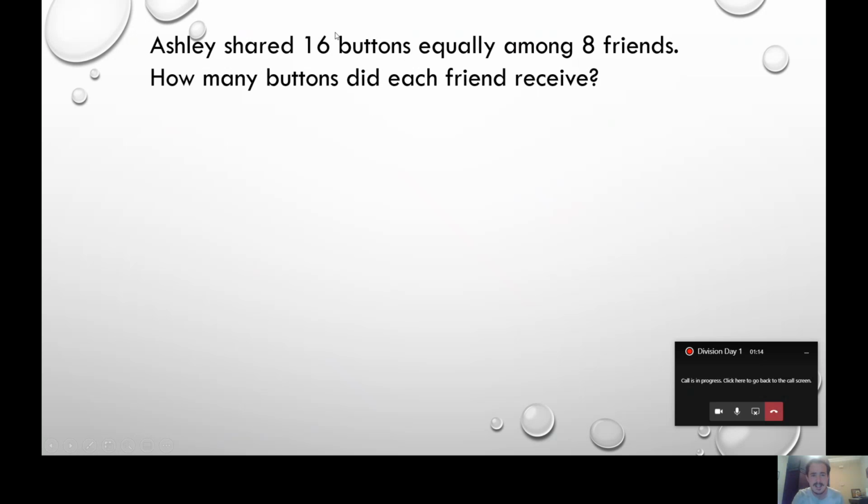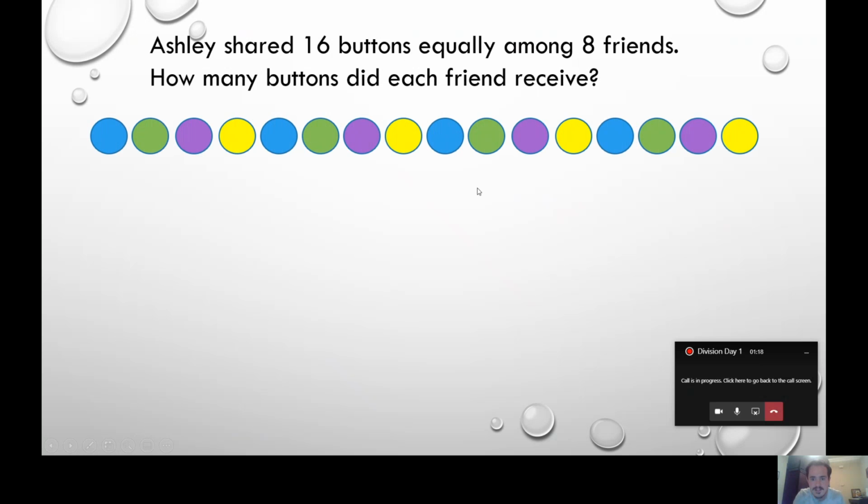So she shared 16 buttons. That means she's going to start with 16 buttons. I drew 16 circles to show 16 buttons, and I'm going to make sure I have 16 circles here. 1, 2, 3, 4, 5, 6, 7, 8, 9, 10, 11, 12, 13, 14, 15, 16. All right, I have 16 buttons.